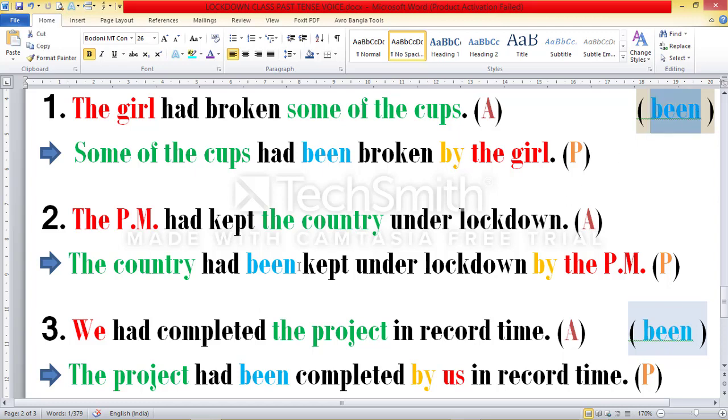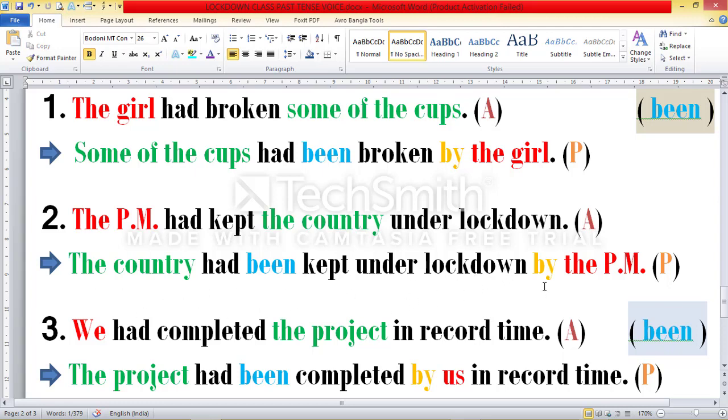So been will come after had. There is no other option here. So been has come. Then we have to write the third form of the verb, which is already given. This is kept. So here we have written kept. Then the remaining part of the sentence will be written, under lockdown. So we have written under lockdown.